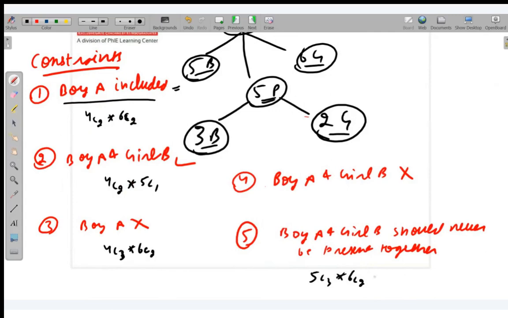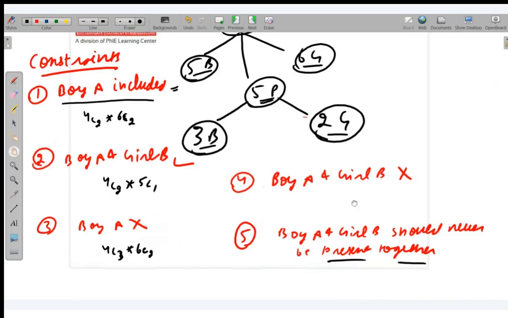Okay, no problem. 5C3 into 6C2, and we have to specify the arrangement also, that is into 3 factorial into 2 factorial. How did you get it? 5C3. Boy A and girl B should never be present together, so we have to make cases here.